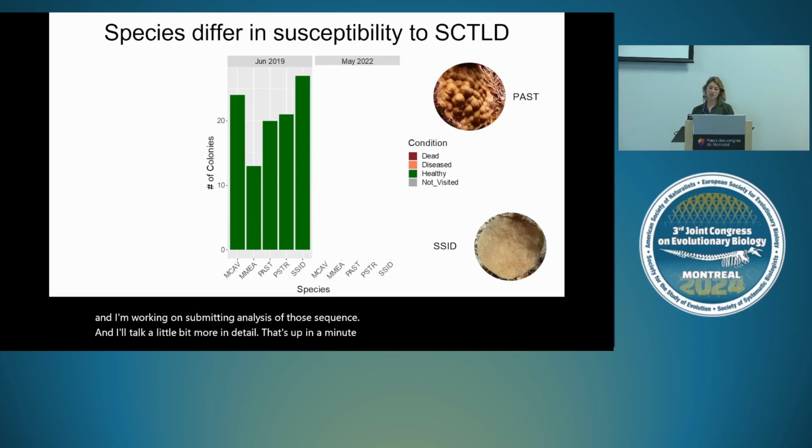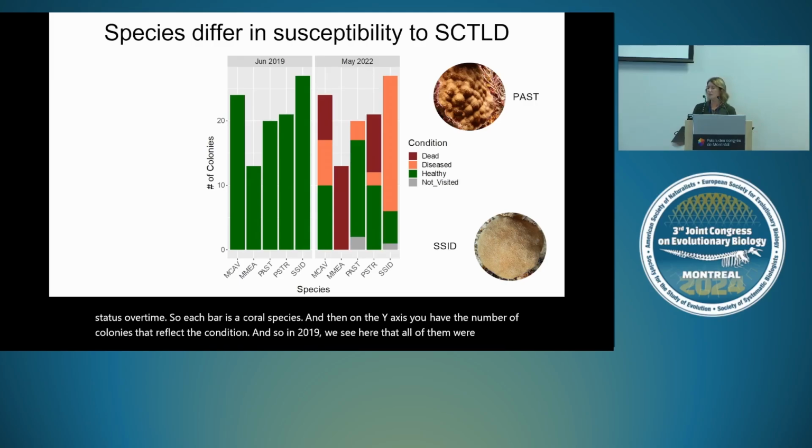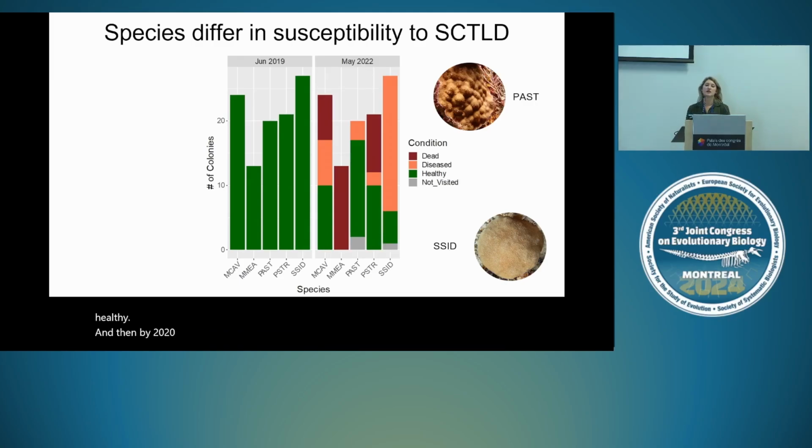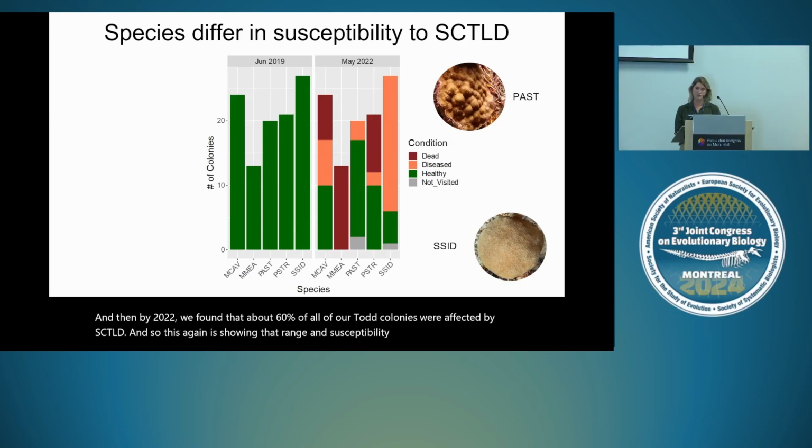So first, just looking at how the corals were affected on a demographic scale. This graph is showing you the change in health status over time. Each bar is a coral species, and on the y-axis, you have the number of colonies that reflect the condition. In 2019, we see here that all of them were healthy. And then by 2022, we found that about 60% of all of our tagged colonies were affected by SCTLD. This again is showing that range in susceptibility depending on the host coral species.